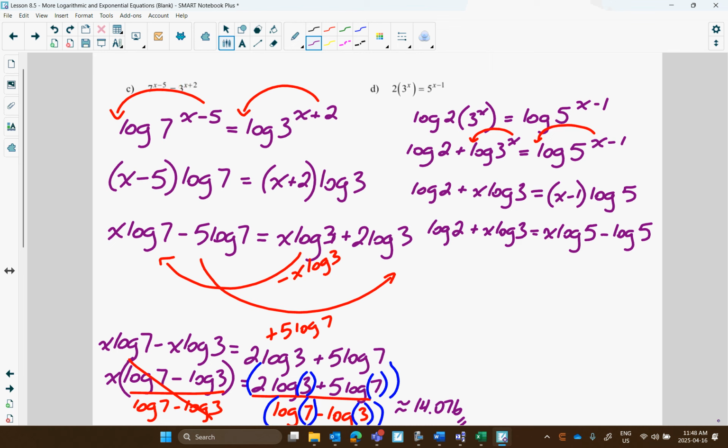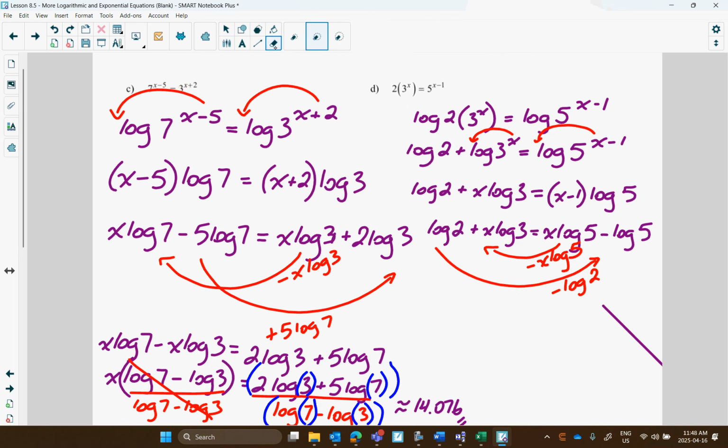Subtract the x log 5. Bring the x log 5 to the right. Oh, I thought you were telling me I did something wrong. You're telling me now, do this. Bring this over here by minus x log 5. Bring this over here by minus log 2. That's right. Why am I doing that?